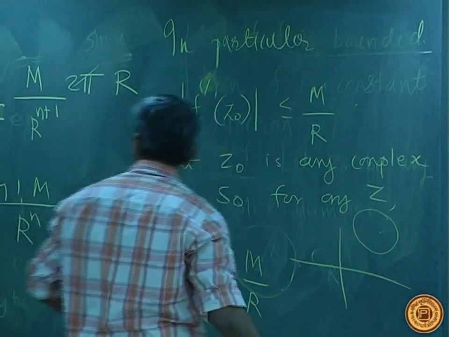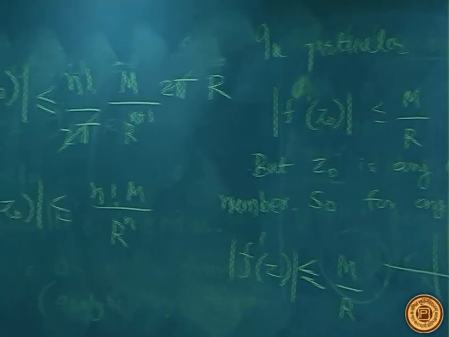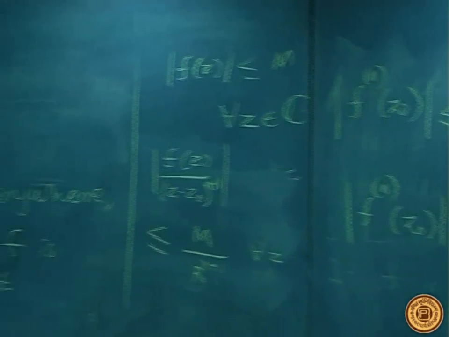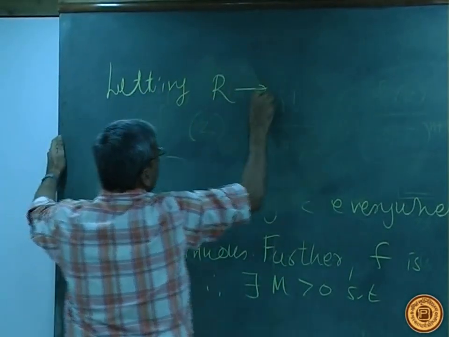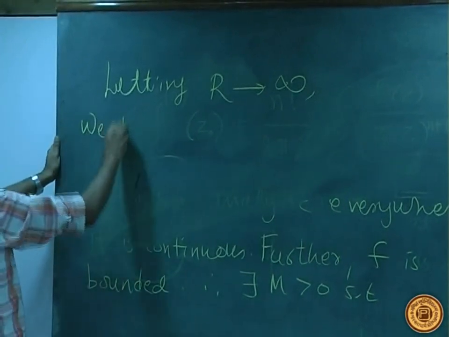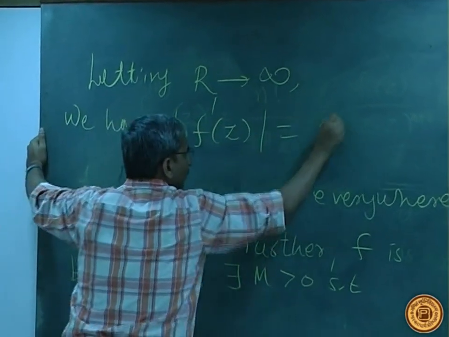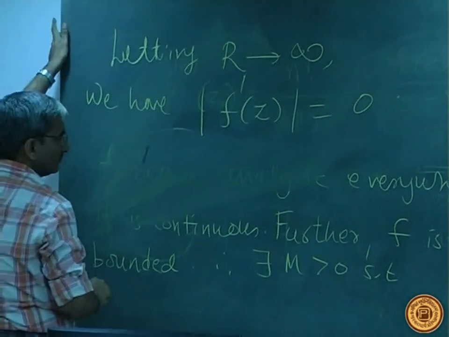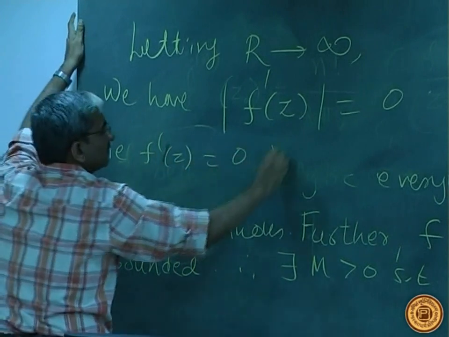So taking the limit as R tends to infinity, we have mod F dash Z equal to 0. That is, F dash Z is 0 for all Z.